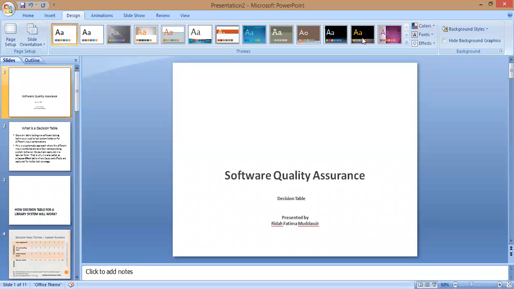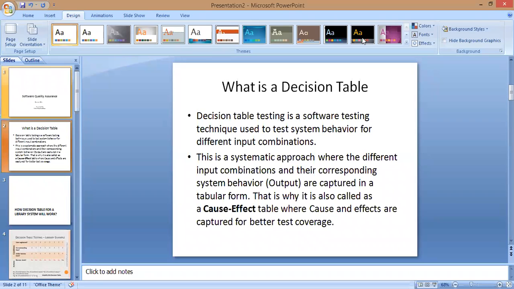Software quality assurance decision table. In our previous lecture, we have studied test cases. How do we make test cases? From where do we get the requirements for the test cases?